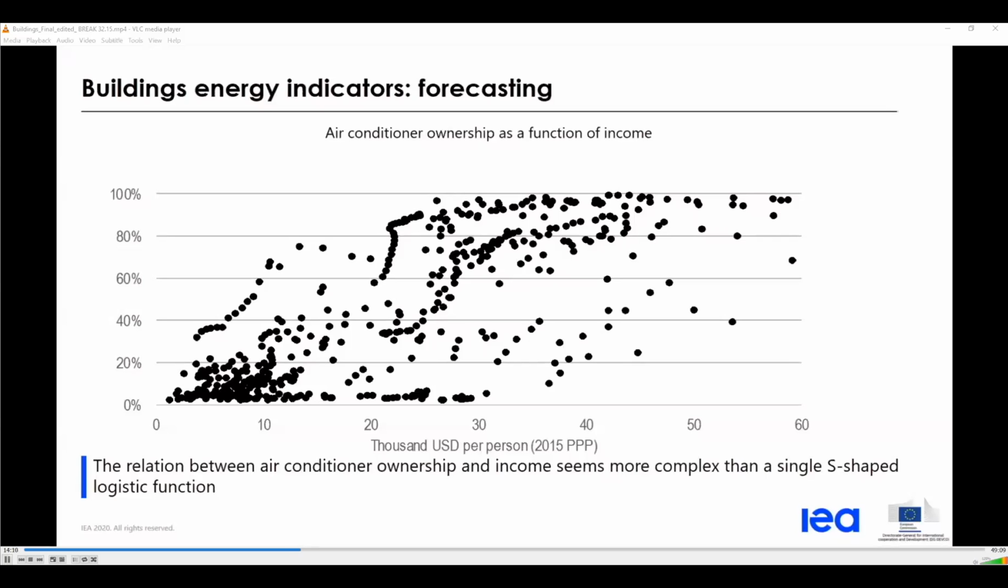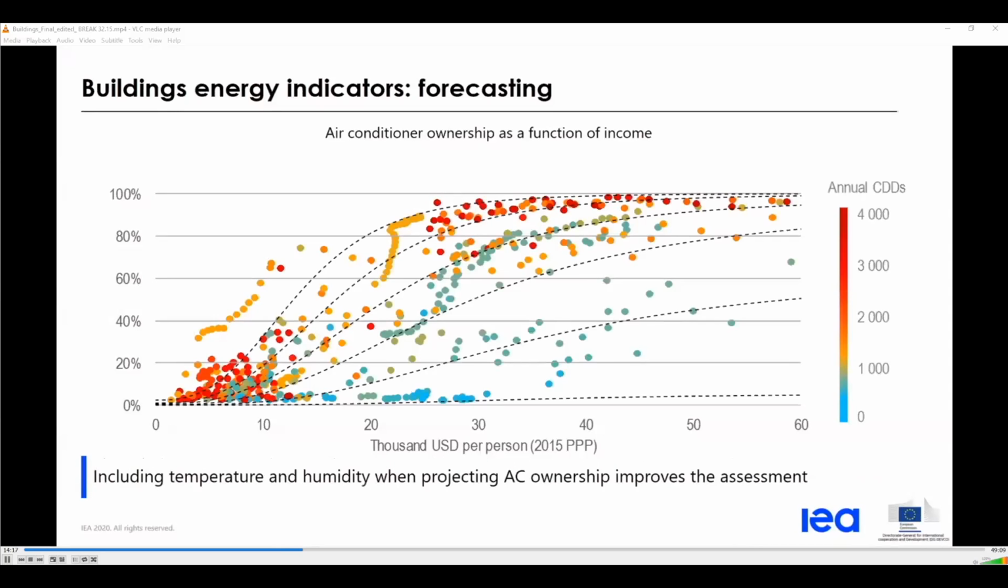But when we bring an additional piece of information to the picture, we start to see much clearer relationships. So now we start to plot data points, so air conditioner ownership and income, depending on the need for cooling in that region. So here the need for cooling is described in terms of annual cooling degree days. So a cooling degree day is a variable that can be calculated based on the threshold temperature in a given country and the average daily temperatures within that country.